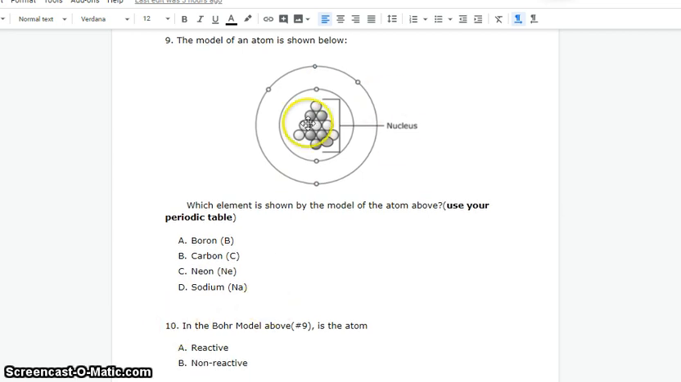Number 10. Is this Bohr model above of this atom reactive or non-reactive?